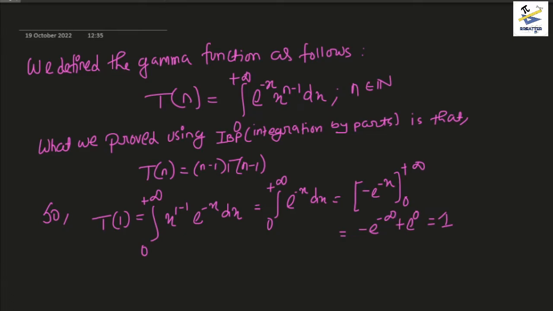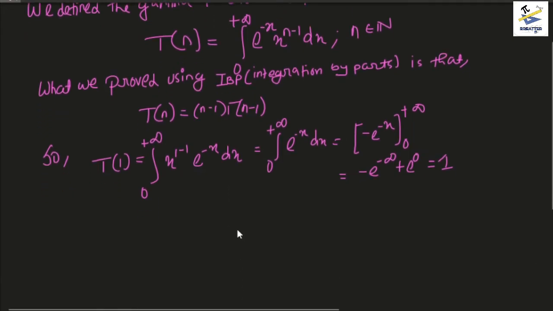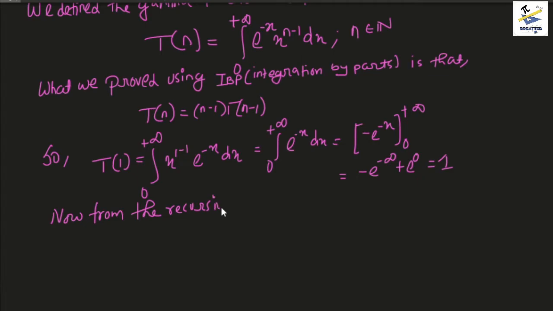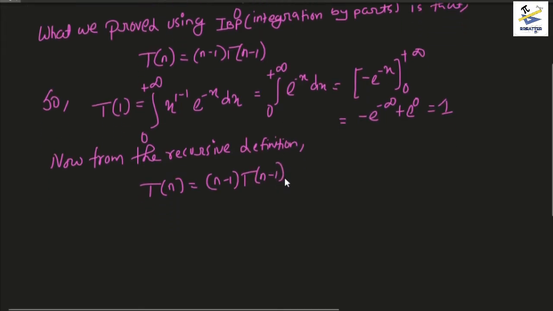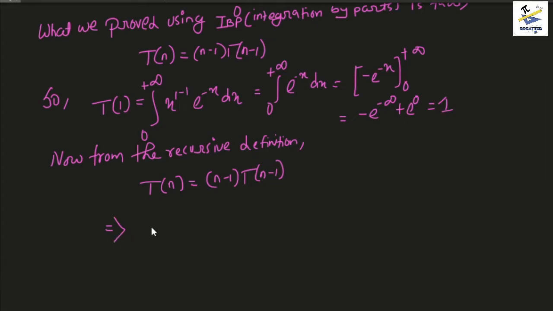Okay, so this is gamma of 1. Now from the recursive definition, what we can do is as follows: we can use gamma of n by gamma of n minus 1 equals n minus 1, right?